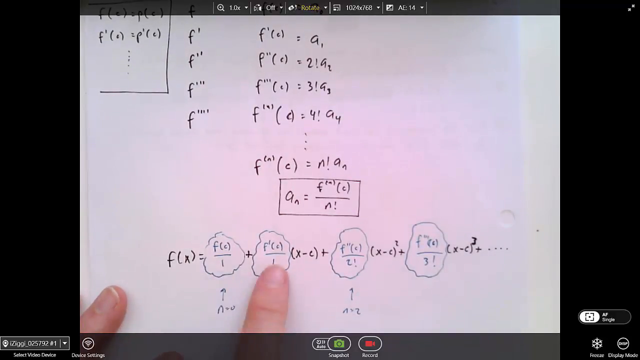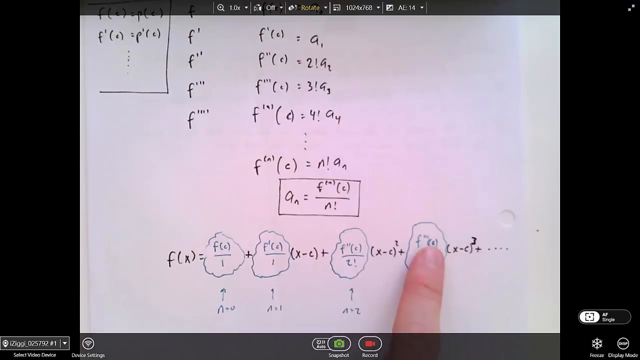And then when you need specific numbers here, of course, you actually still have to find what is the third derivative of your original function and then evaluate it at c. But at least now this is a general way of writing down the same pattern that's been happening every time.